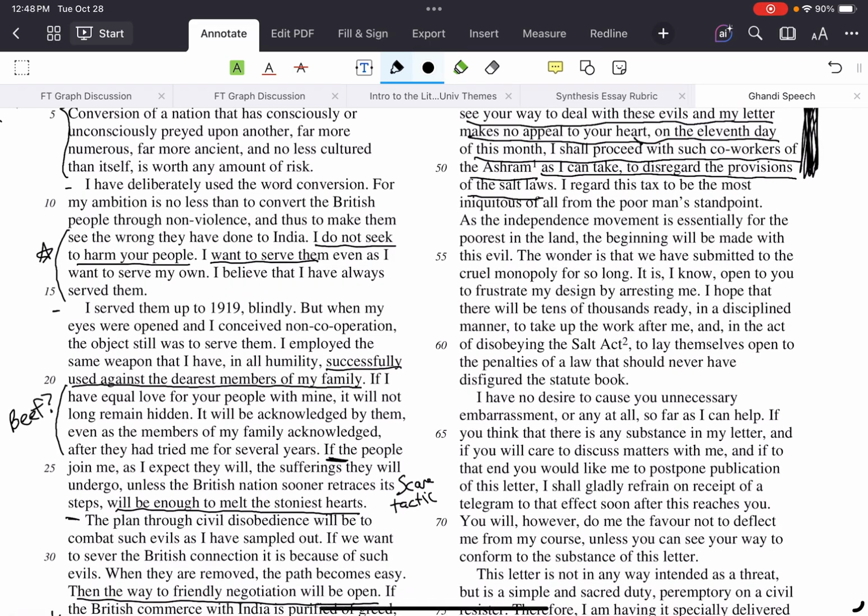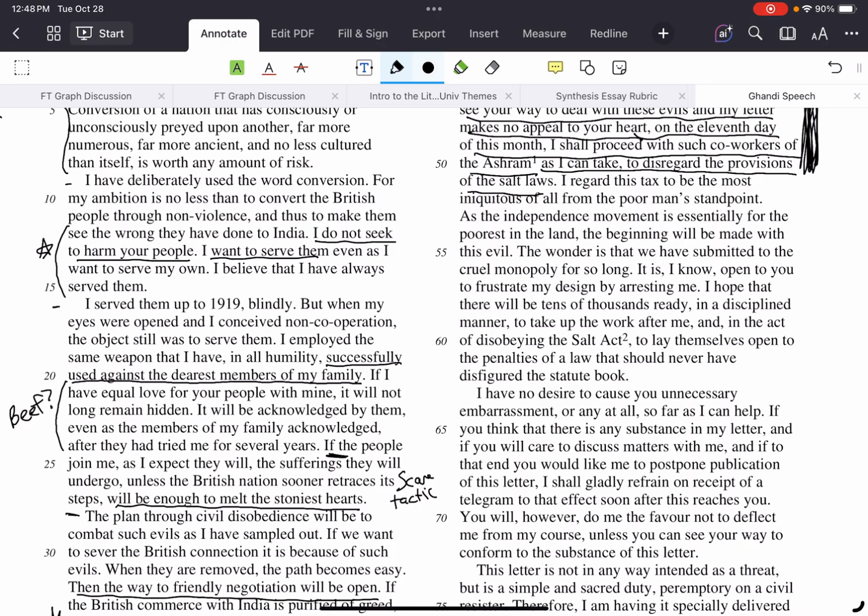I regard this tax to be the most iniquitous of all, from the poor man's standpoint. I regard this as the most unfair thing ever. Direct tone. As the independence movement is essentially for the poorest in the land, the beginning will be made with this evil. The wonder is that we have submitted to the cruel monopoly for so long.